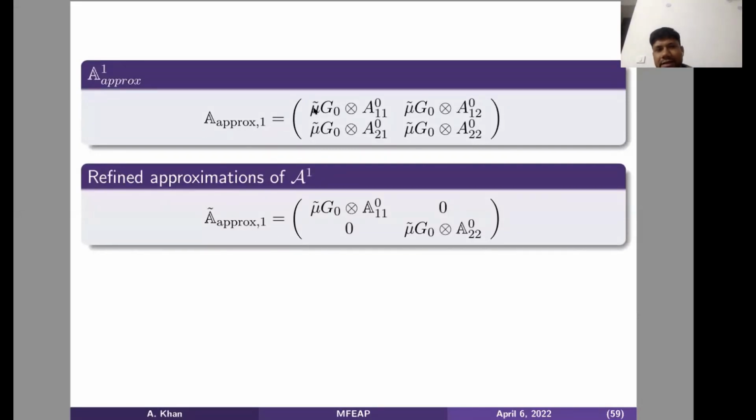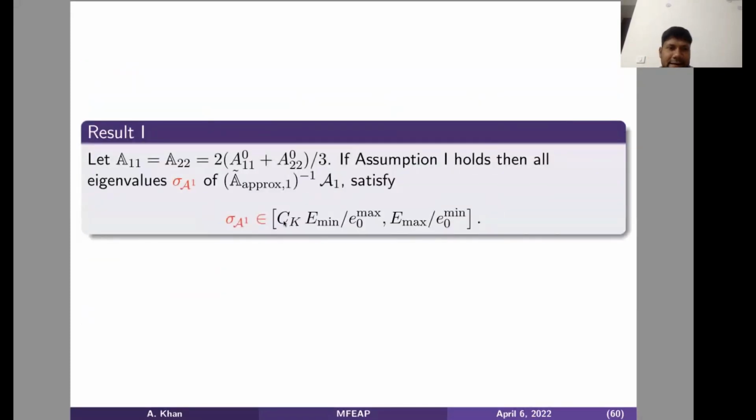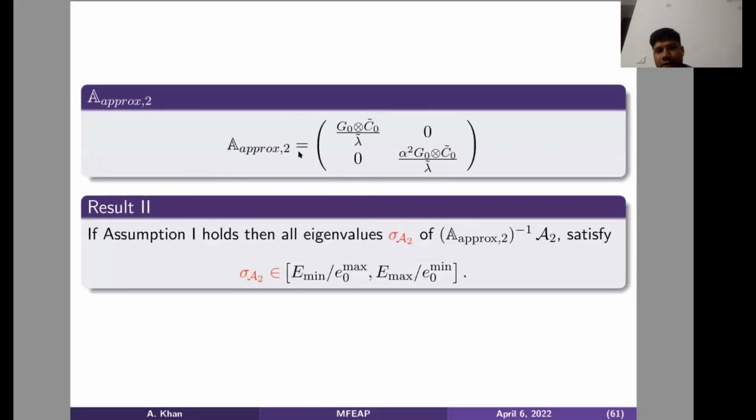So first we'll discuss the A approx. A1 approx is nothing but, since we are dealing with this Cauchy stress tensor, we just remove the off-diagonal terms, and then we get a better approximation. We just need to maintain the diagonal term, and this motivation comes directly from our Korn inequality. In the second result, the eigenvalues of the preconditioner inverse times A1 satisfy this bound. The second choice, approach 2, we can just take the diagonal entry, and again all eigenvalues belong to this interval.